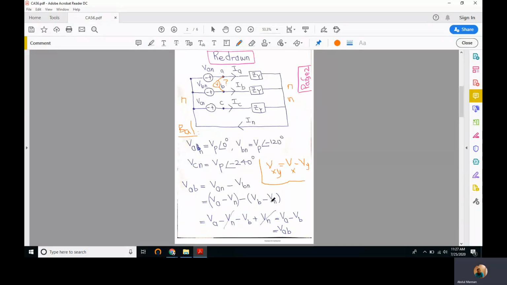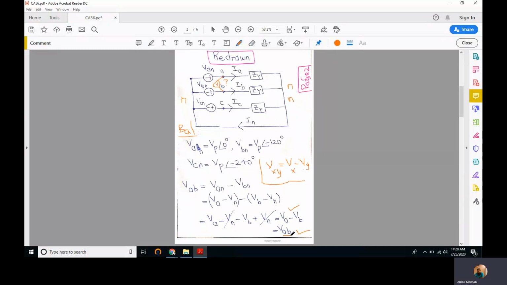VBN is VB minus VN. So if we solve it, it comes out to be VA minus VB, and we know Vx minus Vy is Vxy, so VA minus VB should be equal to VAB. So VAN minus VBN should produce the line voltage VAB.